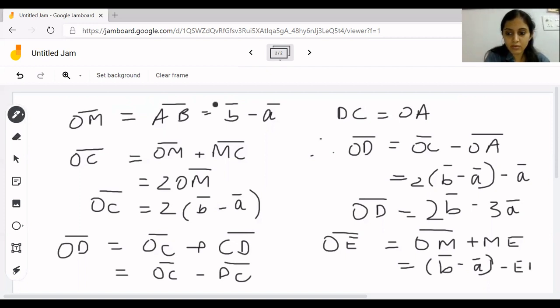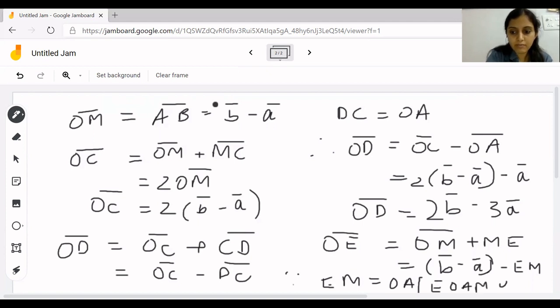Minus EM, and now what is EM equal to? EM is again equal to OA because EOAM is a parallelogram. So we write over here EM equal to OA, in brackets, EOAM is a parallelogram. Close the bracket. So what will be?